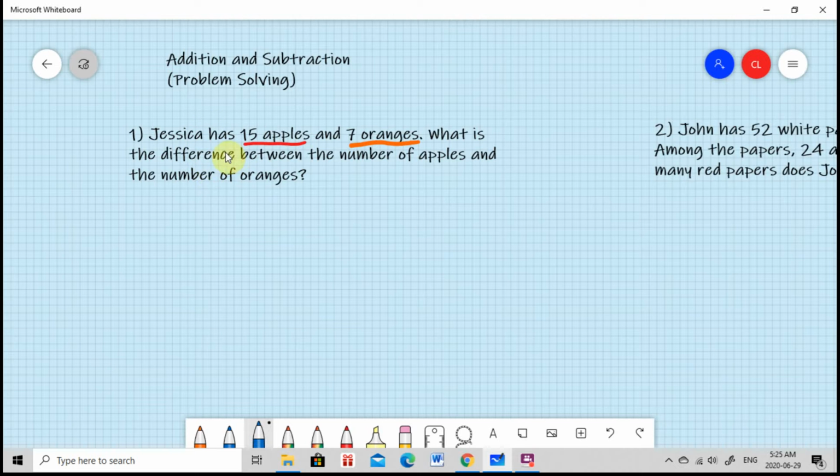Whenever you see the word difference, you think of subtraction, right? So this word difference here, whenever you see the word difference, you think of subtraction. So, what is the difference between the number of apples, 15, and the number of oranges, 7?